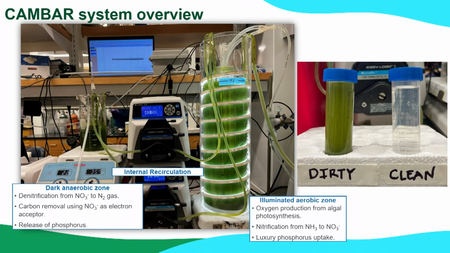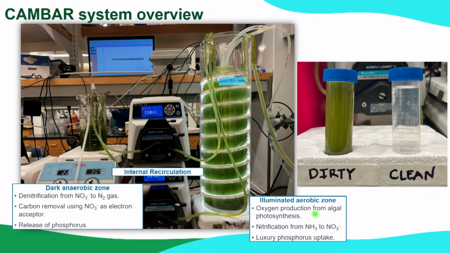You can see there's a lot going on, but we have a 2-zone CAMBAR reactor. On the right, you see a large reactor with wrapped LED lights because, again, algae need light to photosynthesize. And on the left, you see a smaller reactor without light. Algae actually require a really strong sleep cycle, something we should all aspire to for optimal functioning. And essentially, we have an internal recirculation pump that allows for both the bacteria and algae to cycle between the dark and light cycle. During photosynthesis, we're able to produce oxygen.